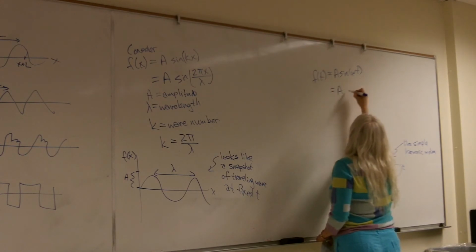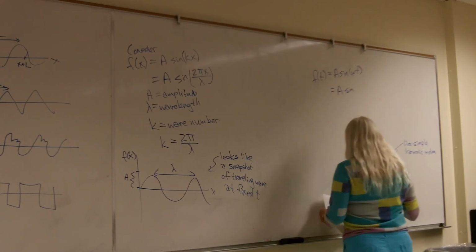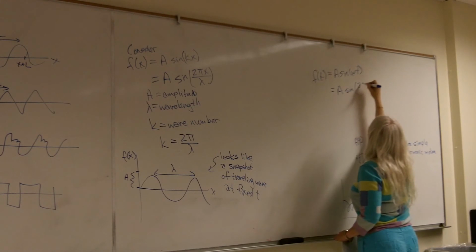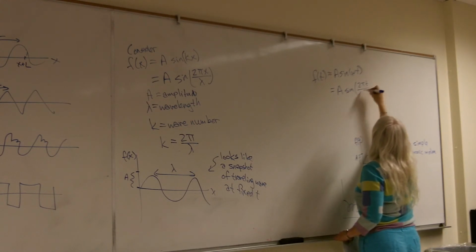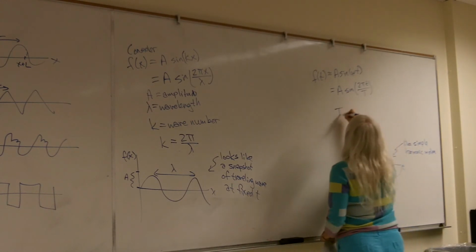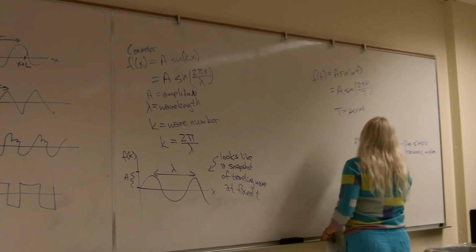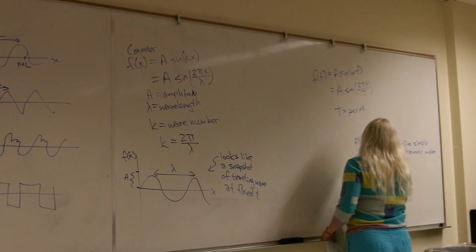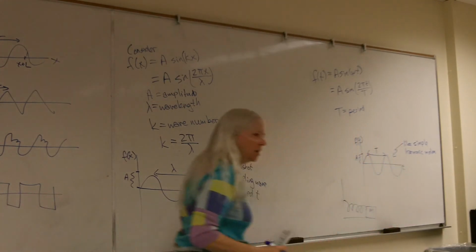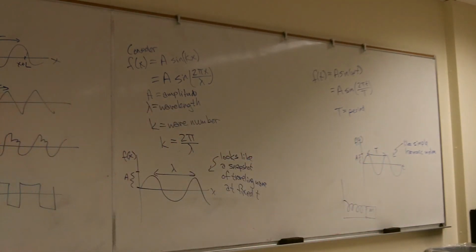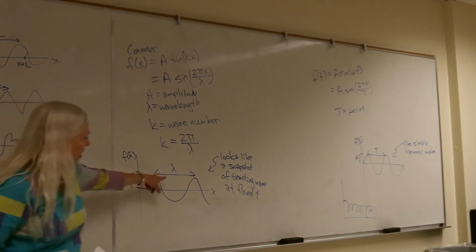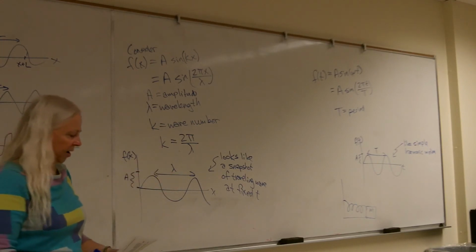Or we could similarly write it as A times the sine of the quantity 2 pi t over capital T. Capital T is the period, which is this time right here on the graph. It's the time it takes for one complete cycle of the motion. And so you can see that that's similar to lambda over here in this picture.